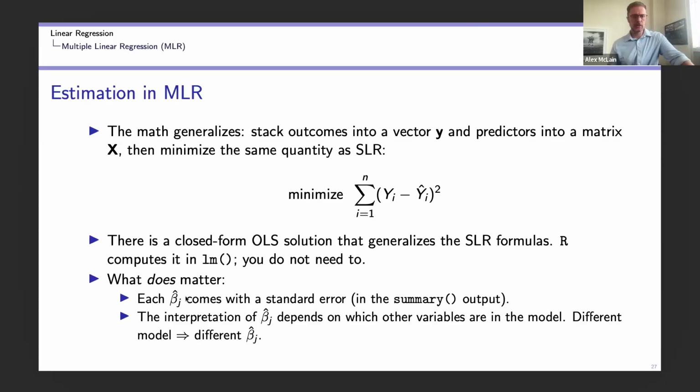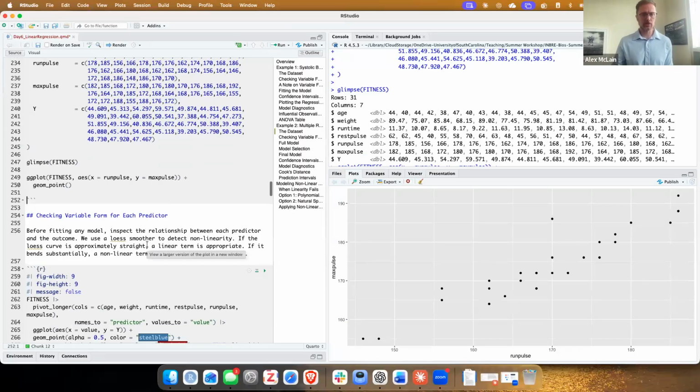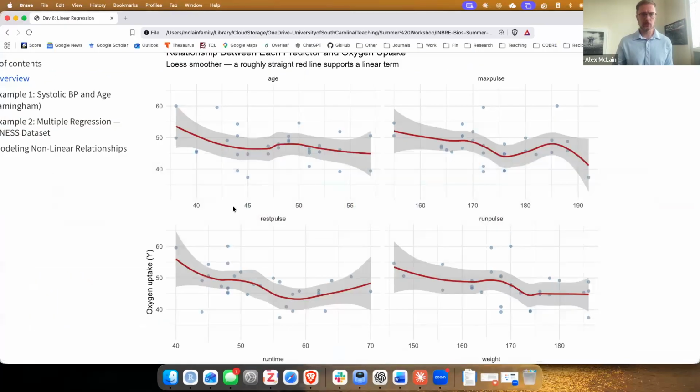Each of our beta coefficients that we get is going to have a standard error in it. We'll see that when we use the summary object. And again, interpretation: beta hat j depends on which other variables are going to be in our model. When we have a different model, we're going to get different beta hat j's. All right, so let's go to our example here.